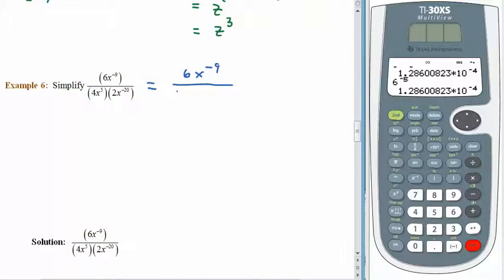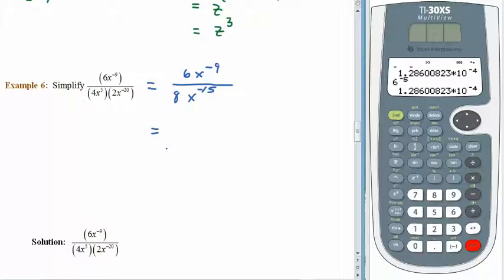4 times 2 is certainly 8. That's not a problem. X to the 5th multiplied by x to the negative 20th. Since we are multiplying, we will add the exponents. 5 plus negative 20 is negative 15. How'd you do? I hope it was good.